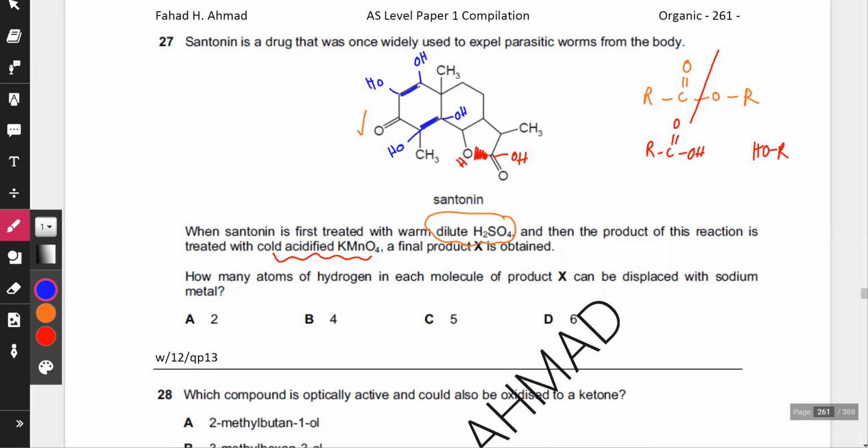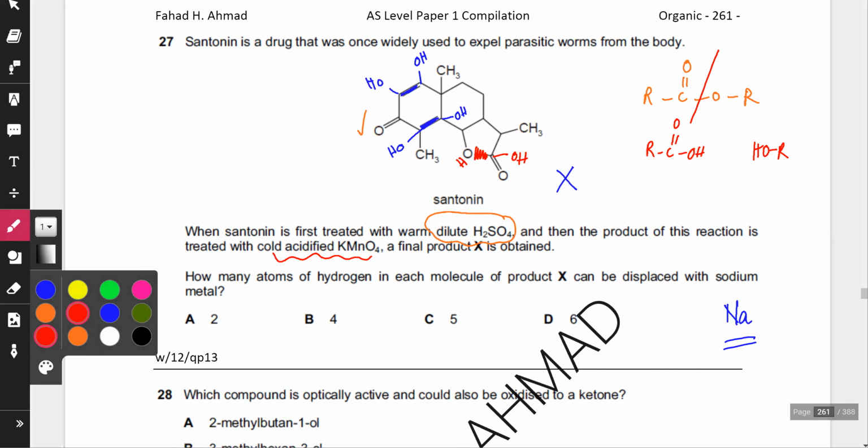Now the question is, he's now reacting product X. This is X now, the final product. He's reacting this with sodium, with Na. If he's reacting it with Na, we know that two things react with Na. One of them is carboxylic acid, the other one is alcohol. Alcohols, the only acid reaction that they undergo is the one with group 1 metals.